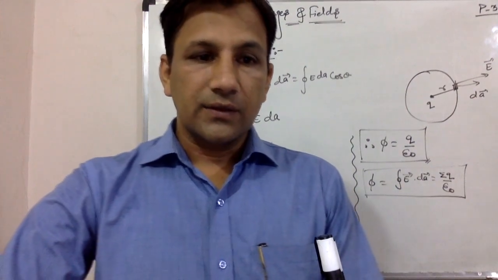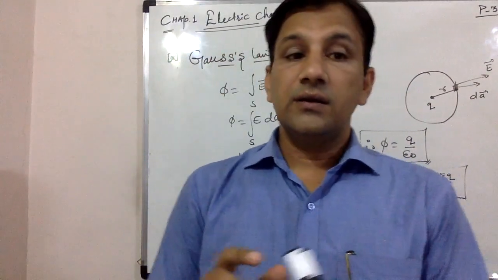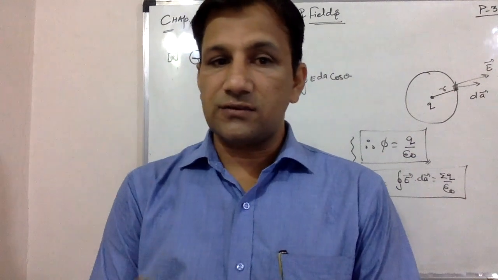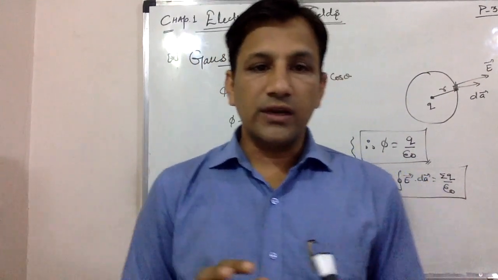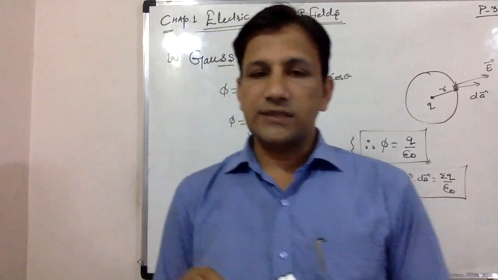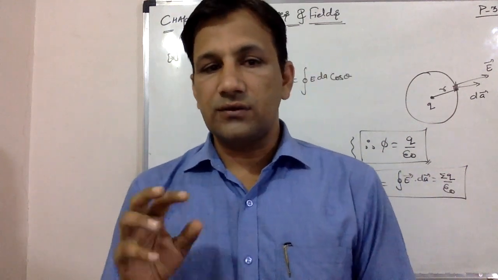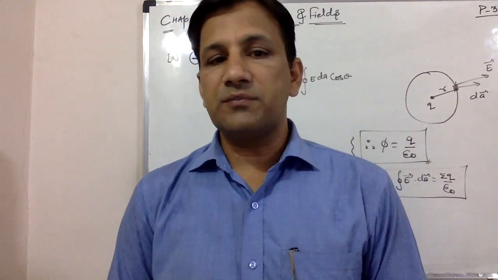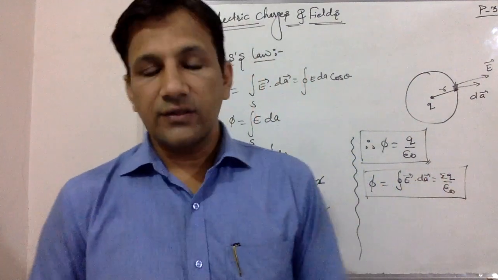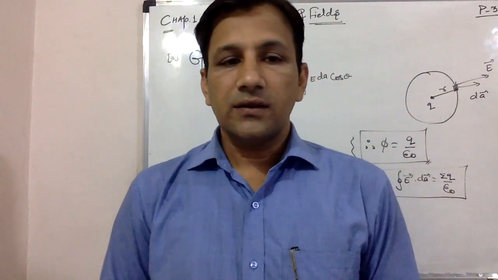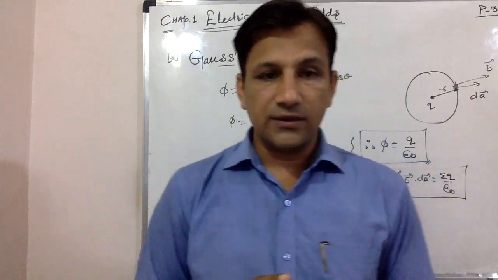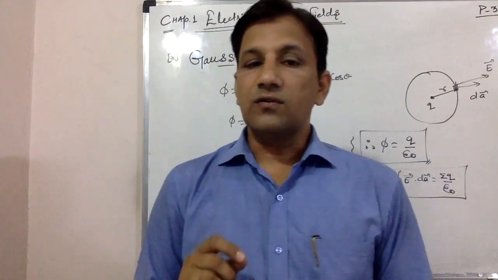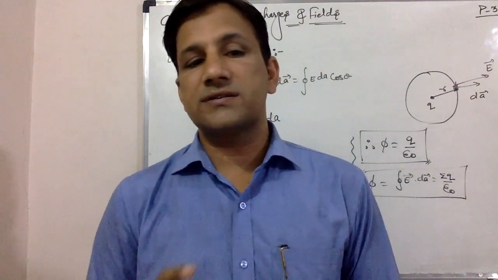Now, the law implies the total electric flux through a closed surface is 0 if no charge is enclosed. Let us note down some important points regarding this law. The first one is what? Gaussian law is true for any closed surface, no matter what its shape or size.